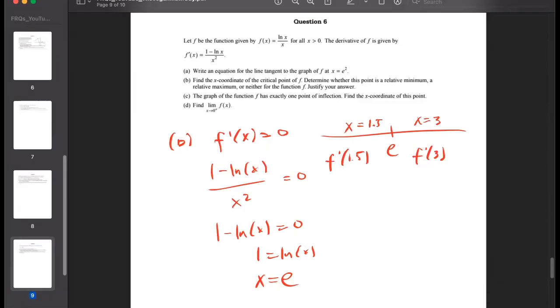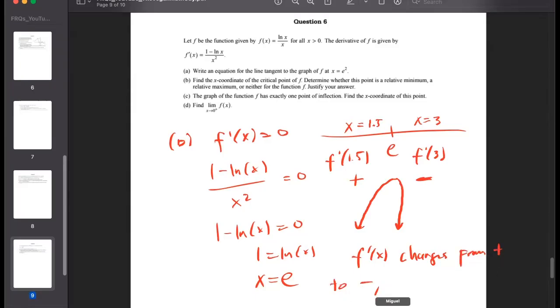If I plug these into my derivative, it looks like it is positive and then negative. So that means my function is going to be increasing and then decreasing. Because the derivative changes from positive to negative, the function f is going to have a maximum at x is equal to e. So that's how we need to justify it: f prime changes from positive to negative, so f has a max at x equals e.